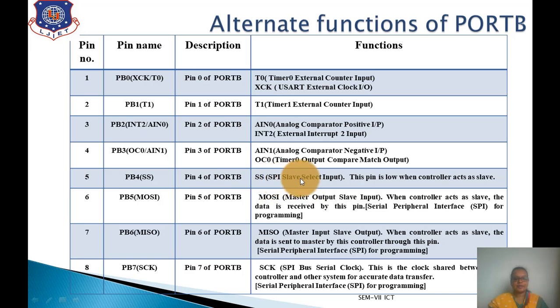SS, that is SPI slave select input. Whenever we are using serial peripheral interface, all the external peripherals are interfaced serially. At that time, we need to select which peripheral will work as slave. So for selecting the slave peripheral, we are using the SS. This pin is low when the controller acts as a slave. So for the peripherals connected serially with the controller, when the controller acts as a slave, this pin will be activated.